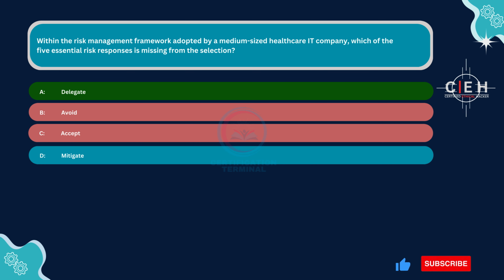This response is appropriate when the risk is deemed acceptable within the organization's risk tolerance levels and the potential impact is deemed manageable. Option D, mitigate, is incorrect. Mitigating a risk involves taking proactive measures to reduce its likelihood or impact. This may include implementing controls, safeguards, or procedures to minimize the risk's potential consequences.